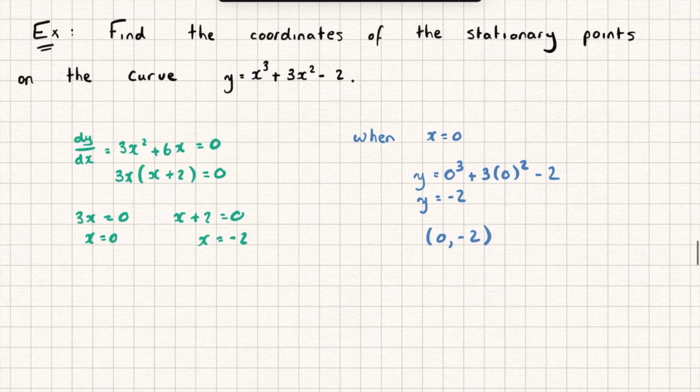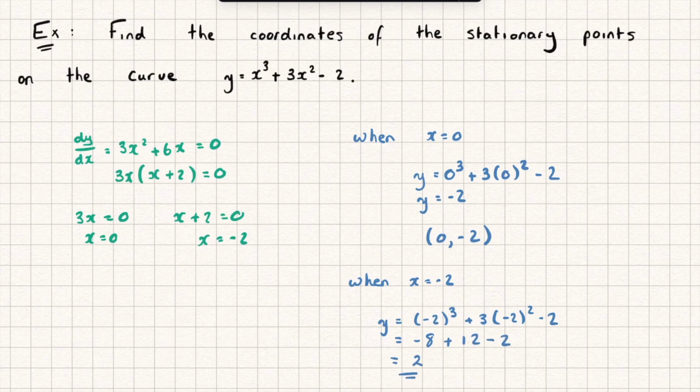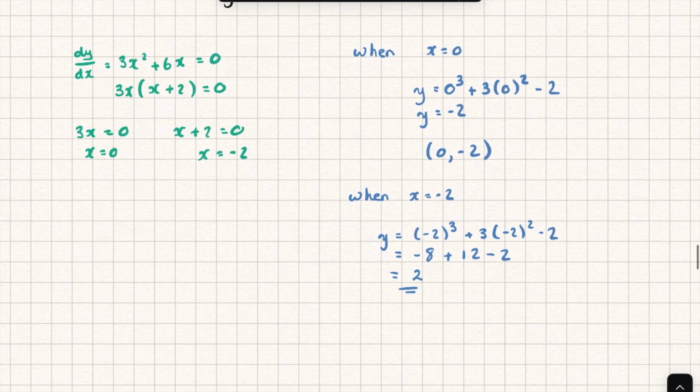Let's do the same with x equals negative 2. When x is equal to negative 2, y is equal to negative 2 cubed, plus 3 multiplied by negative 2 squared, minus 2. If we work that out, negative 2 cubed is negative 8, plus negative 2 squared is 4, 4 times 3 is 12, minus 2, and so we get positive 2 as our y coordinate. And so the coordinates of the other stationary point are negative 2, 2. So that's not really too bad.